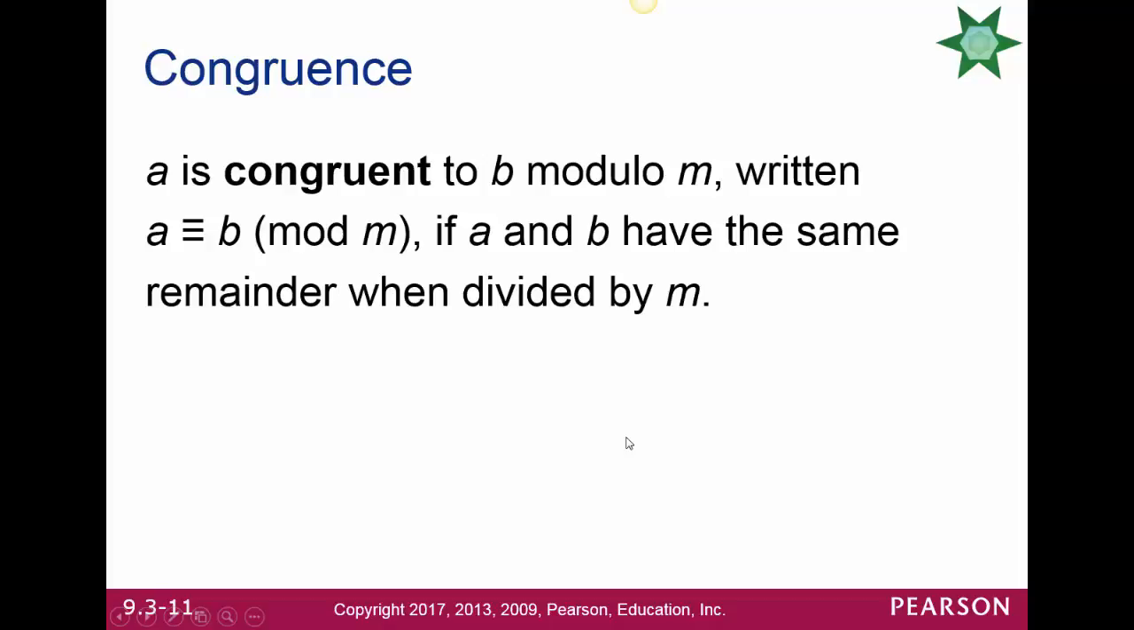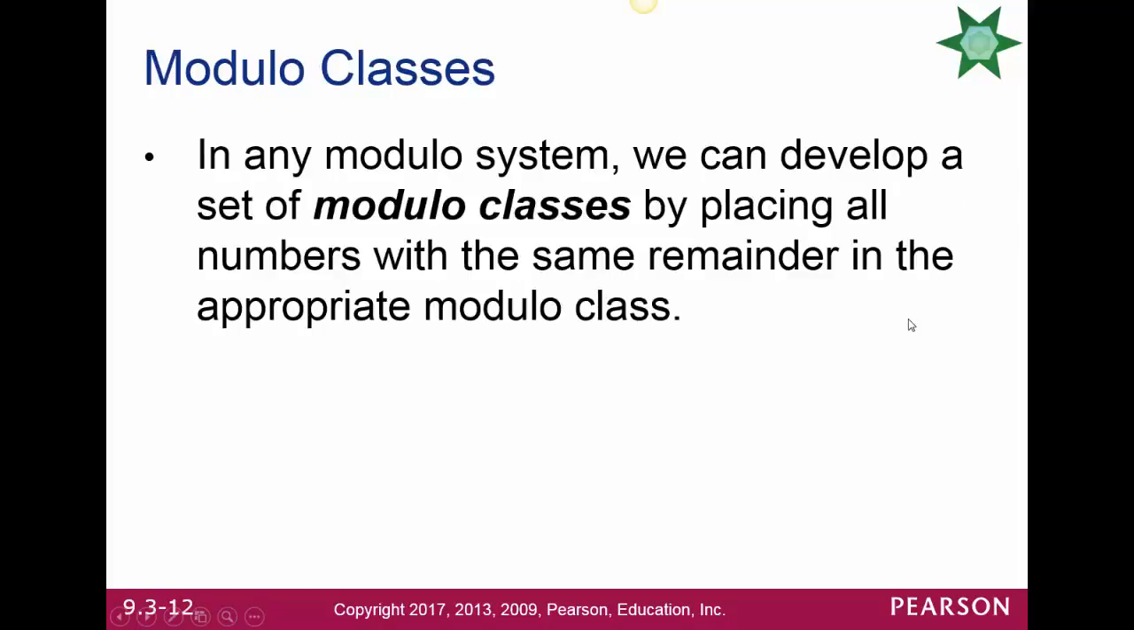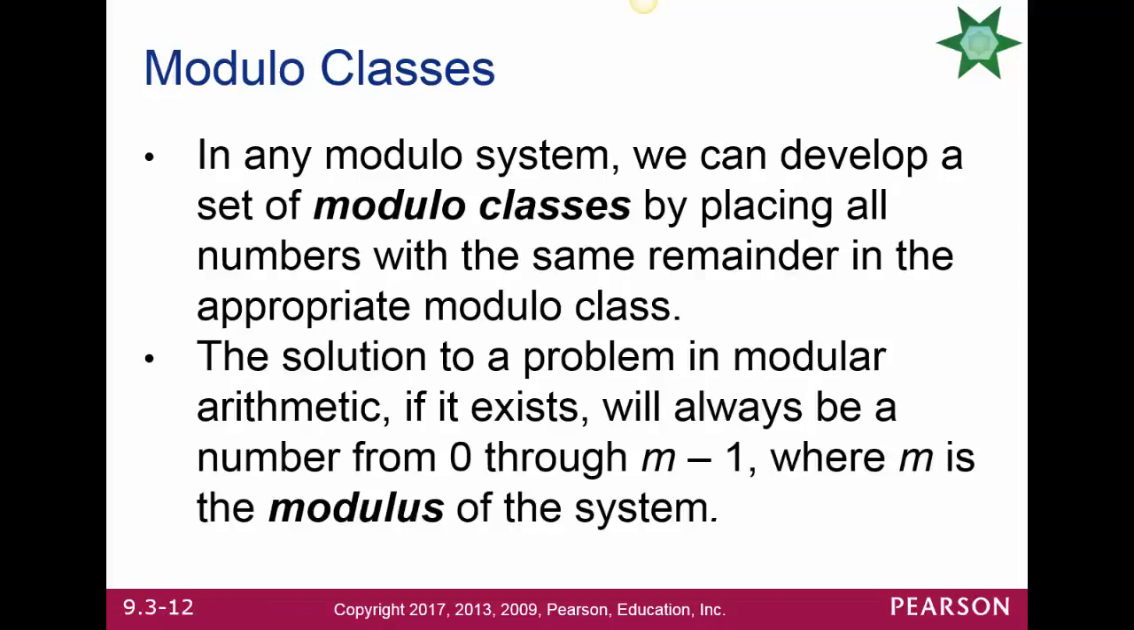Congruence. A is congruent to B in a modulo M system if A and B have the same remainder when we divide by the modulus. In any modulo system, we can develop a set of modulo classes by placing all the numbers with the same remainder in the appropriate class.